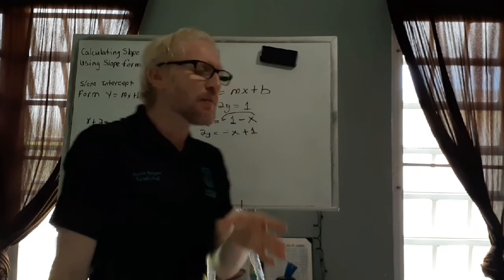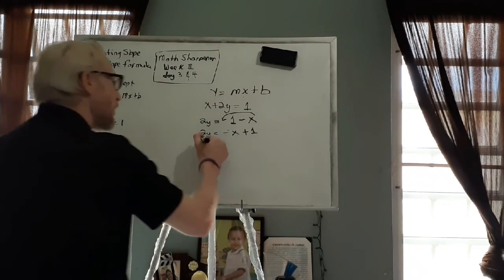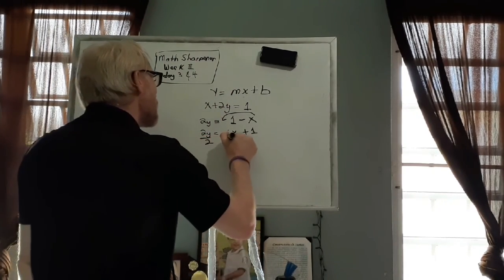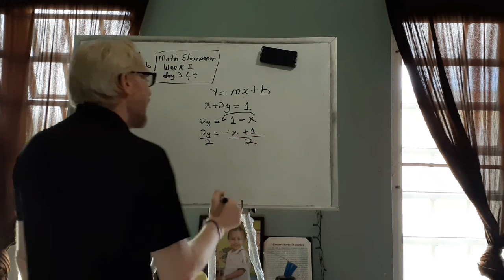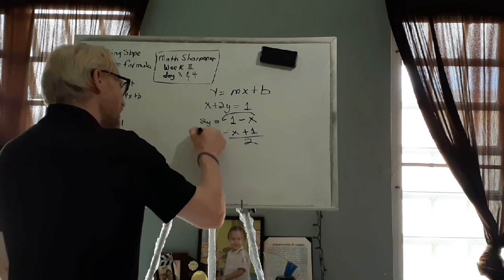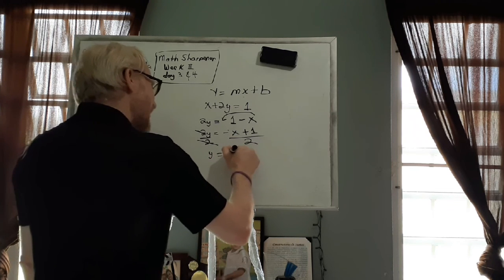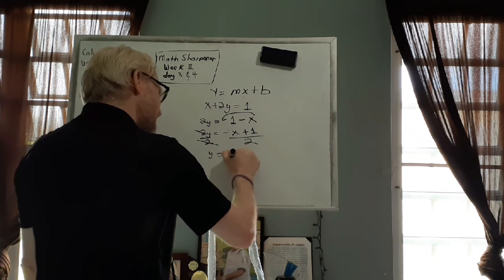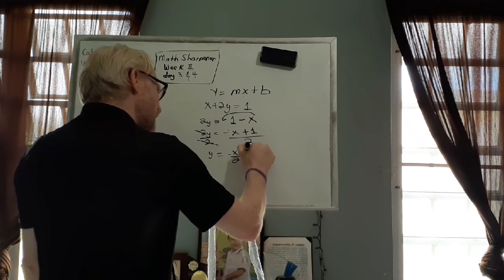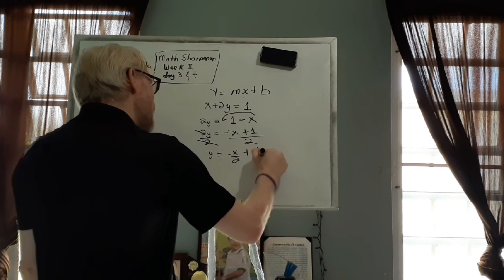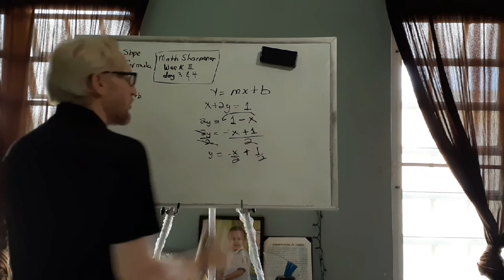And what is that last step? Very simple. It's just to divide by 2. So I'm going to divide everything by 2, okay? And this is going to cancel out, and y is going to be alone. Now, I'm going to say negative x over 2 plus 1 over 2. And that's my answer.